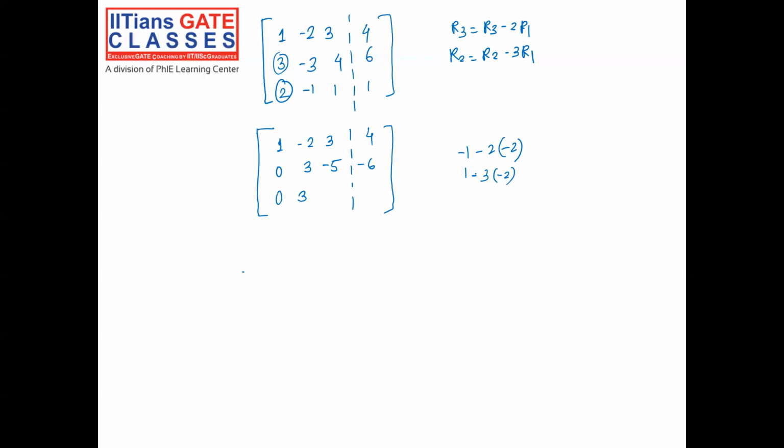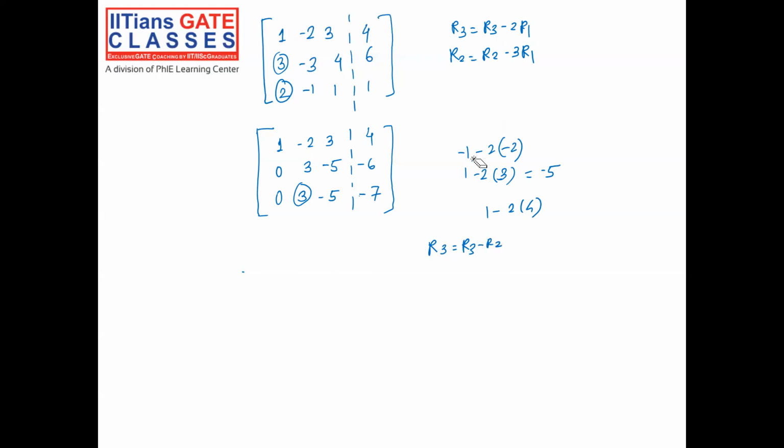So let me just check. It's 1 minus, it's minus 2 times 3, which is minus 5. And the last number would be 1 minus 2 times 4, which is 1 minus 8, which means minus 7. In order to make this number 0, we'll perform the operation R3 equal to R3 minus R2.